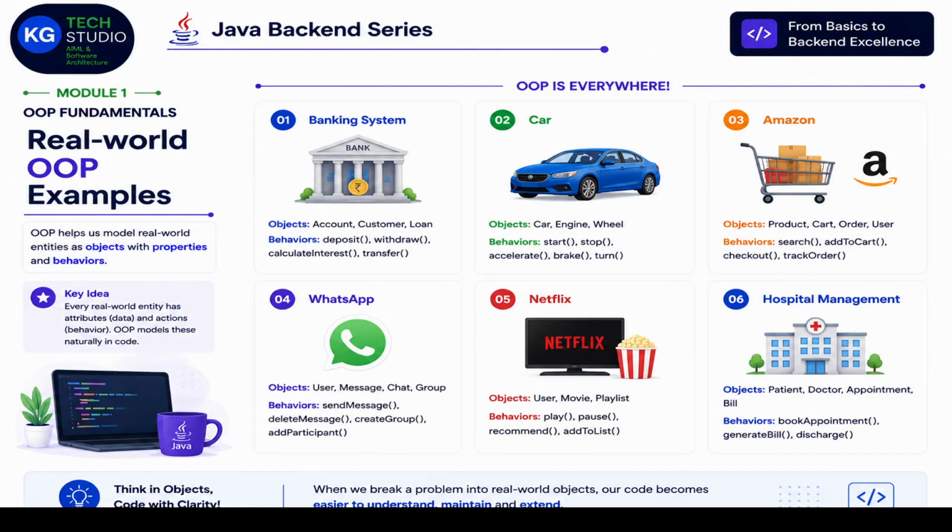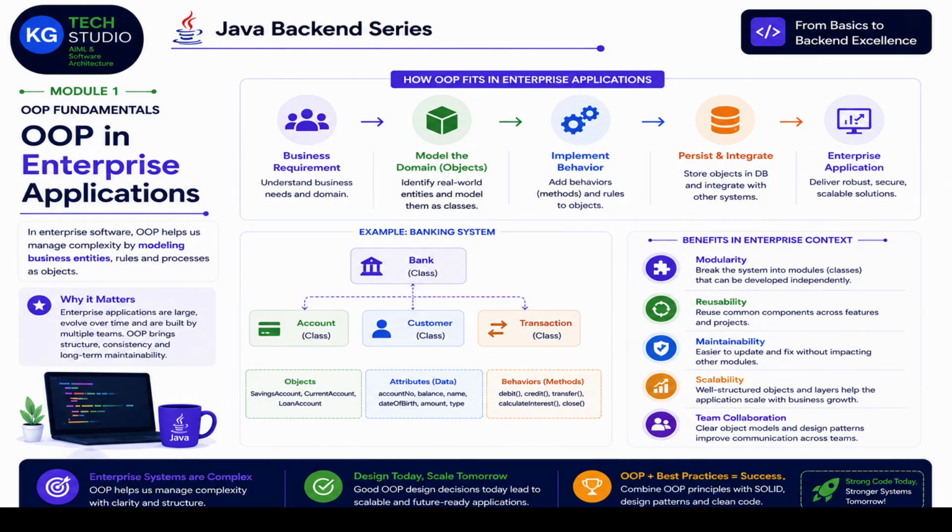So you can see object-oriented programming plays a very important role in designing good, maintainable, scalable, reusable systems everywhere. And as we move forward in our Java backend series, we will try to relate all these different domains with good coding examples, right?